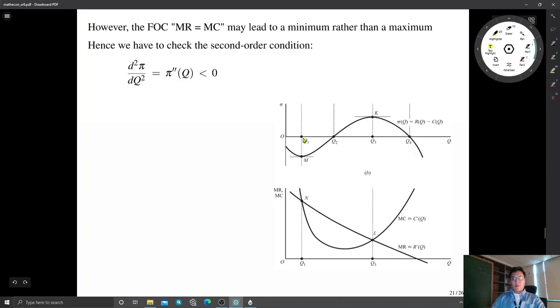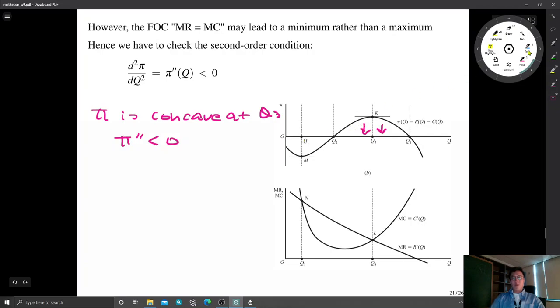But let me first illustrate Q3. So at Q3, we have the highest profit. Yes, the profit function is indeed maximized at this critical point. But at this critical point, the graph of the function is bent downward. In other words, profit function is concave at Q3. Okay? So the second derivative is negative. So from the second derivative test, we can infer that profit is indeed maximized at Q3. Okay? The function attains a local maximum.